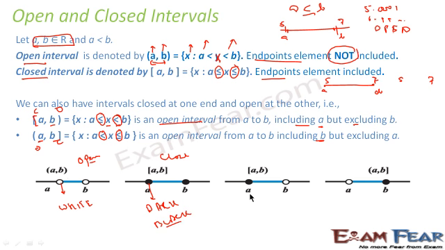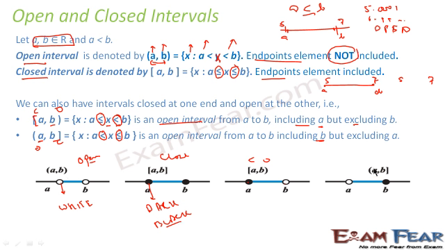So this is the representation of open and closed interval on a number line. When both A and B are open, both A and B are white. When both A and B are closed, both are black. When A is closed and B is open, for closed it is dark, for open it is white.